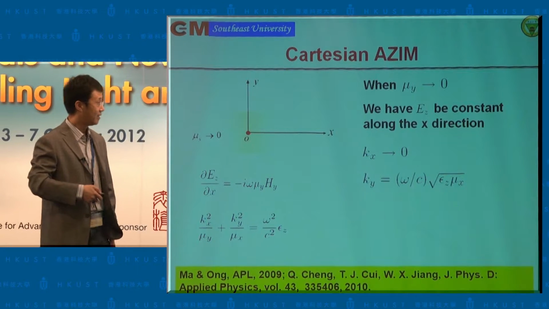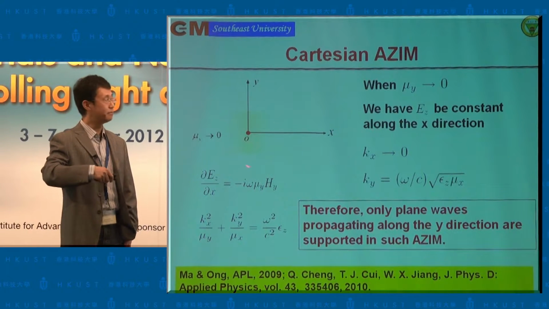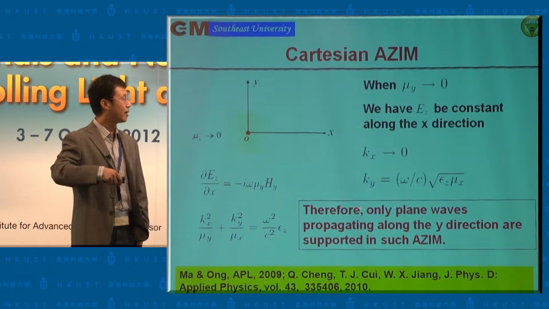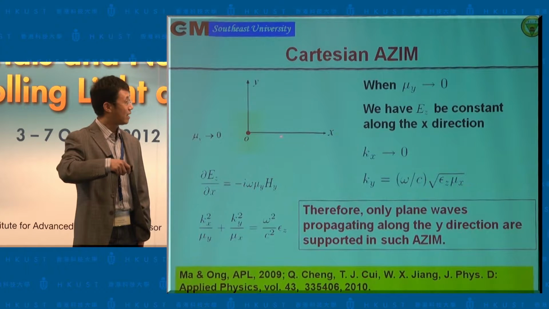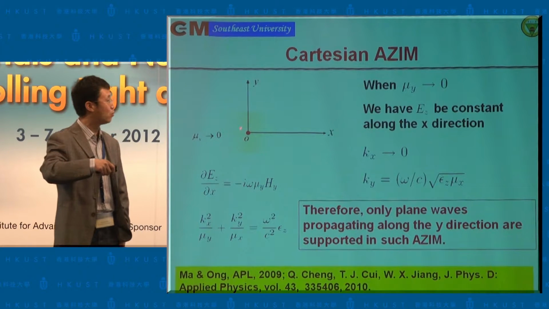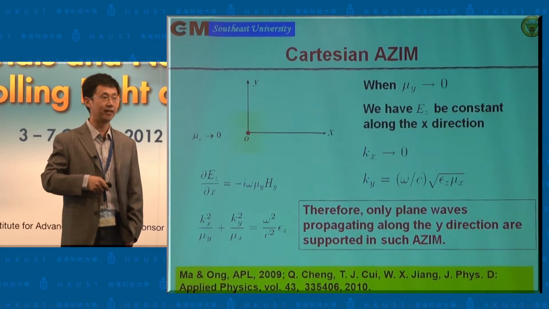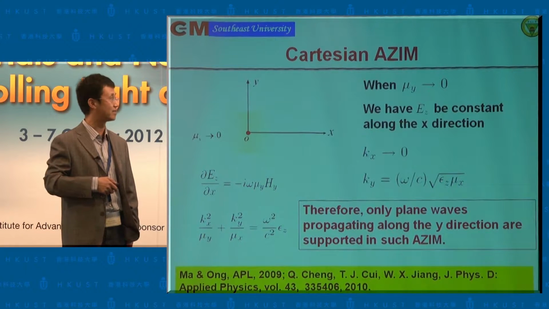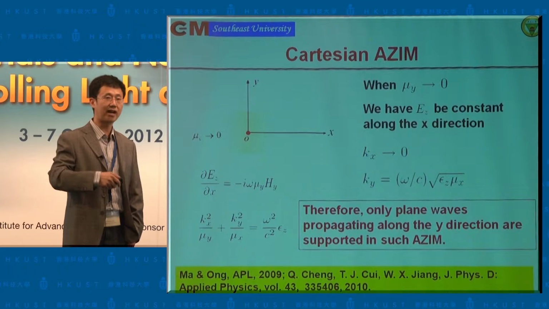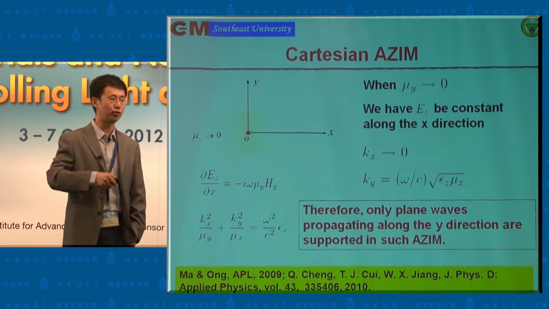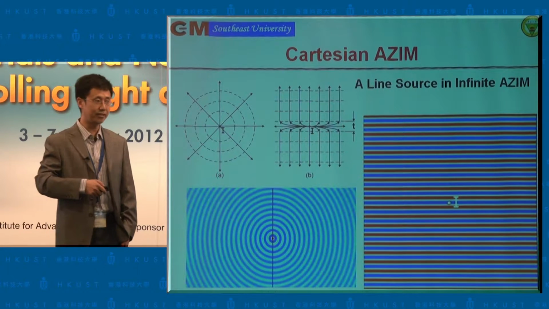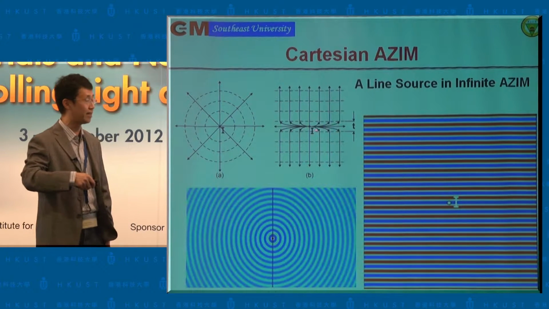So from this simple derivation, we conclude that only plane waves propagating along the y direction are supported in such kind of Cartesian anisotropic zero-index metamaterial, no matter what kind of sources it is, point source or line source or other kind of sources. So this is a simulation for this anisotropic zero-index metamaterial.